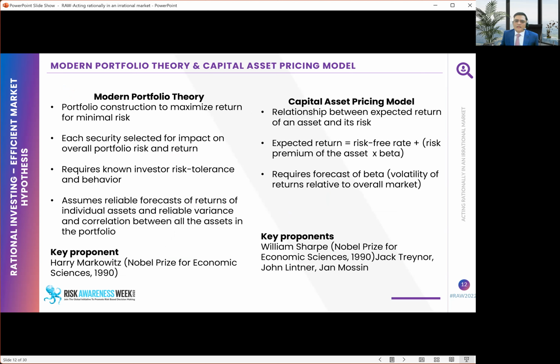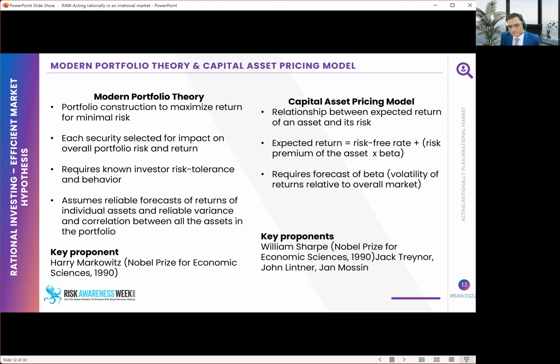In addition to the efficient market hypothesis, we could also look at two of the most famous and important concepts, which are modern portfolio theory and the capital asset pricing model. I have mentioned the key proponents of these concepts, who are Nobel Prize winners for their field of work. If we talk about MPT, modern portfolio theory, Harry Markowitz's work is all about constructing portfolios, specifically to maximize return while minimizing risk. The key focus is not necessarily on the individual risk and reward of each security, but on how each security would impact the total portfolio in terms of its risk and returns.